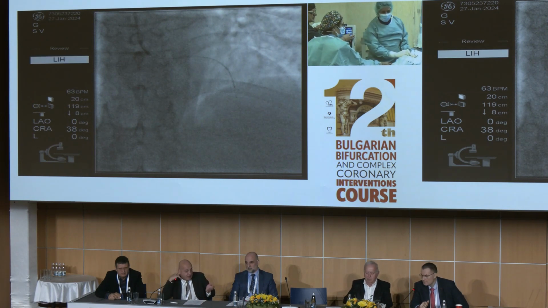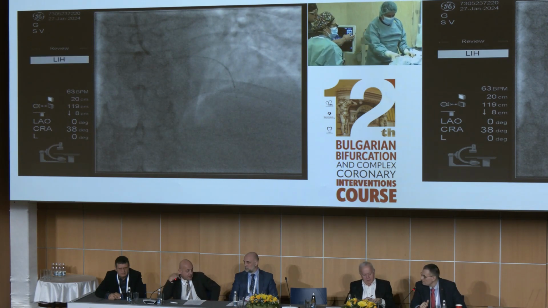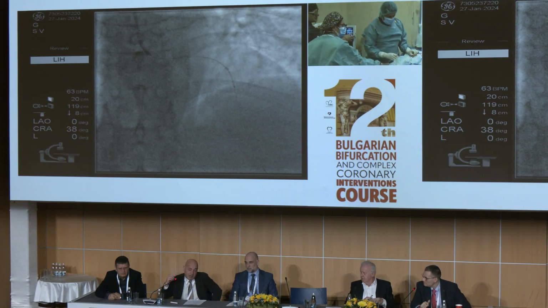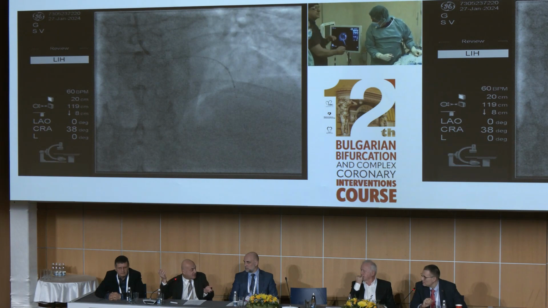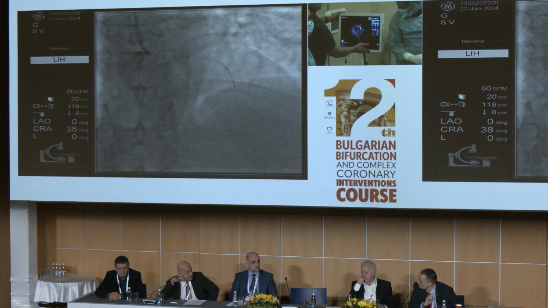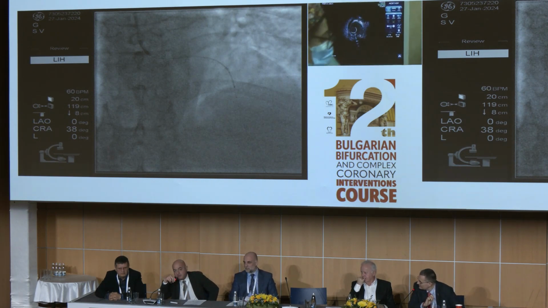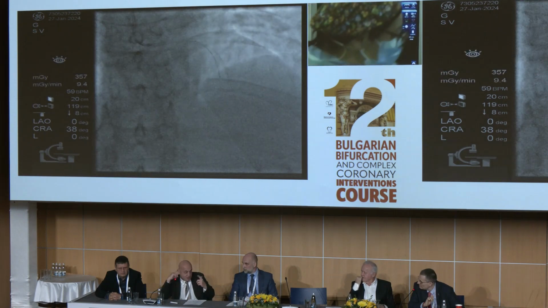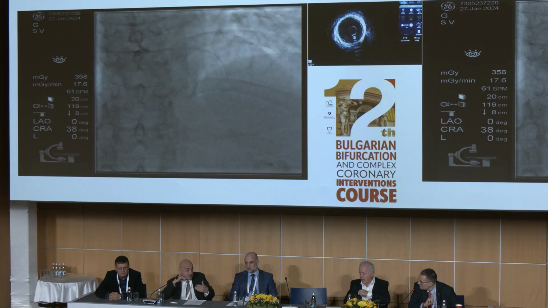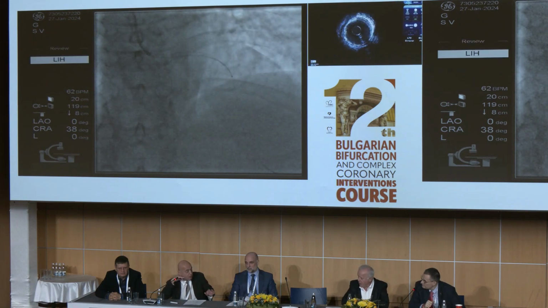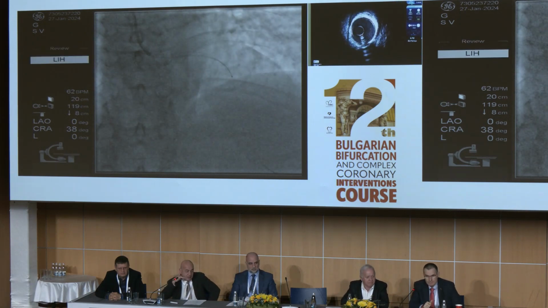And pot as the bifurcation club says, and after that, if I have a problem with the diagonal, I will put something like a tap, for example. What does problem with the diagonal mean? The problem with the diagonal is that you have a slow flow and a suffering diagonal, with dissection, very long dissection, or mostly important is the flow in the diagonal.